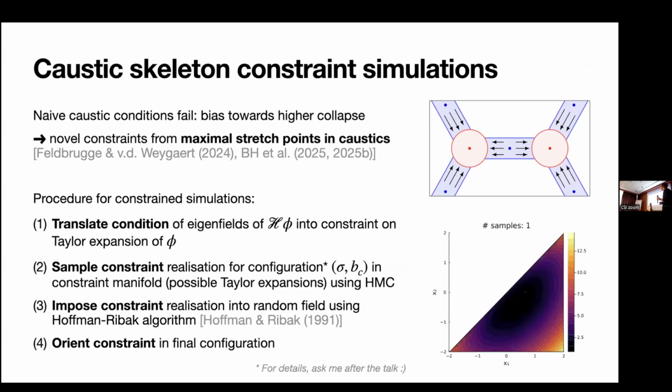We then have a somewhat technical recipe for implementing these. So first, we translate the condition from the eigenfields of the tidal tensor into a condition on the Taylor expansion of the potential around the constraint point. Within the constraint manifold of all possible Taylor expansions, we then sample one random realization that gives us essentially the local morphology of our object, for example, one random wall realization. We then impose this constraint into a random field to connect it to a global random cosmic web. And finally, because we know the algebra of all these objects, we can also orient them very exactly.